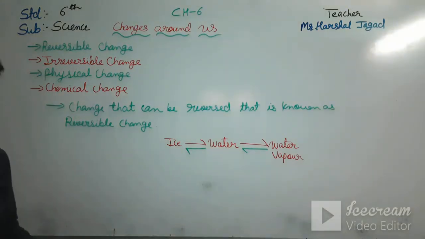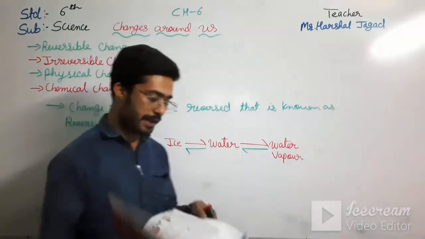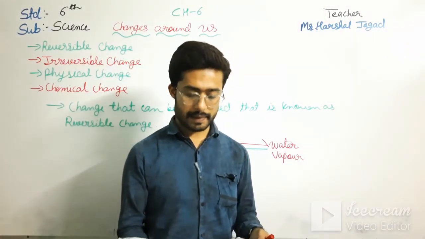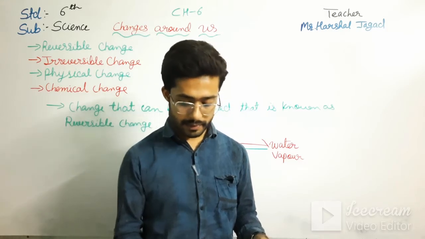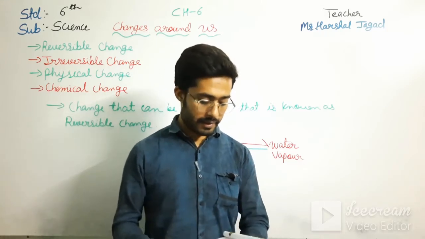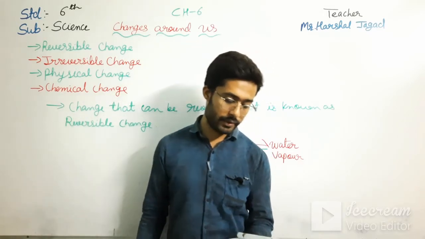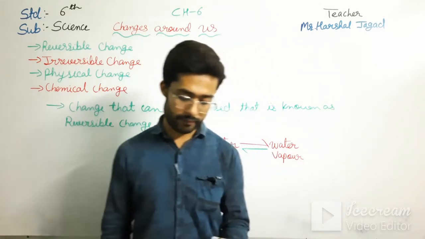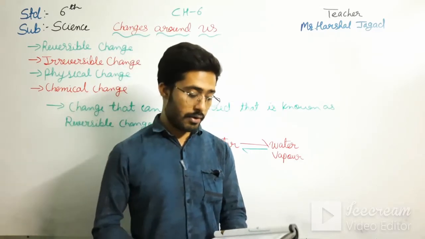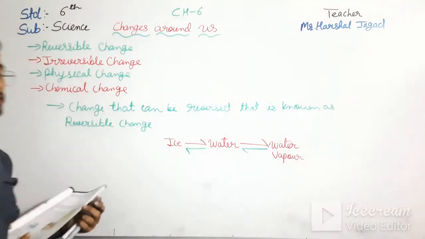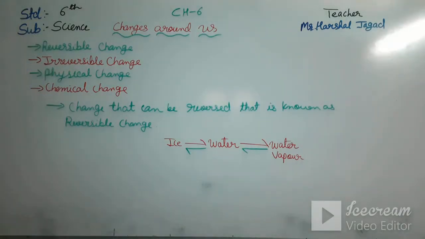See here, I am again reading the definitions. Irreversible change: changes that cannot be reversed are called irreversible changes. Physical changes: a change in the physical form of a substance in which no new substance is formed is called a physical change. Okay, I think we haven't seen the physical change. Let us see physical change first of all. So, what is physical change?